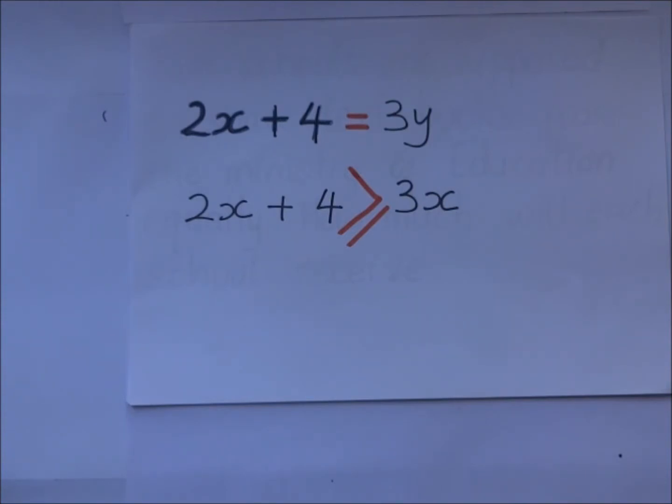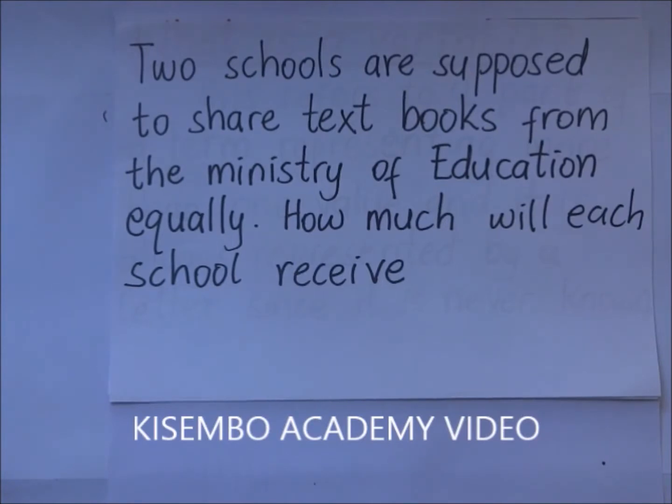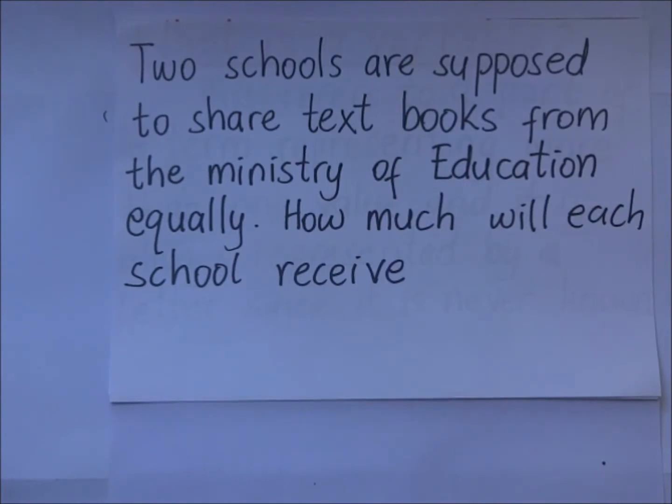Now, what do algebraic expressions look like? Algebraic expressions are actually terms representing part of a mathematical sentence. For example, two schools are supposed to share textbooks from the Ministry of Education equally. How much will each school receive? In this example, the number of textbooks is not known.